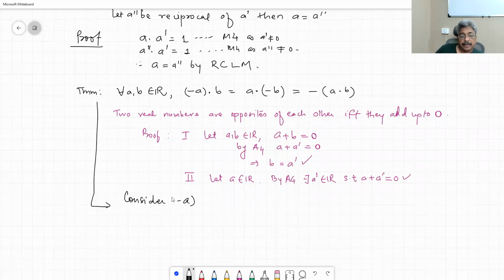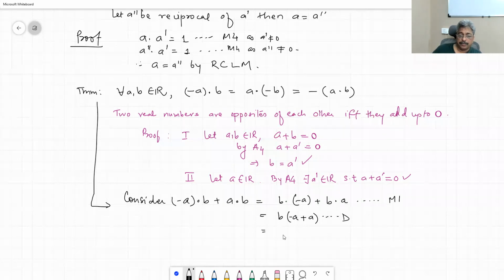Opposite of A into B plus A into B is equal to B into opposite of A plus B into A, by M1 commutative, which is equal to B into opposite of A plus A, by D, which is equal to B into 0, by A4, which is equal to 0.